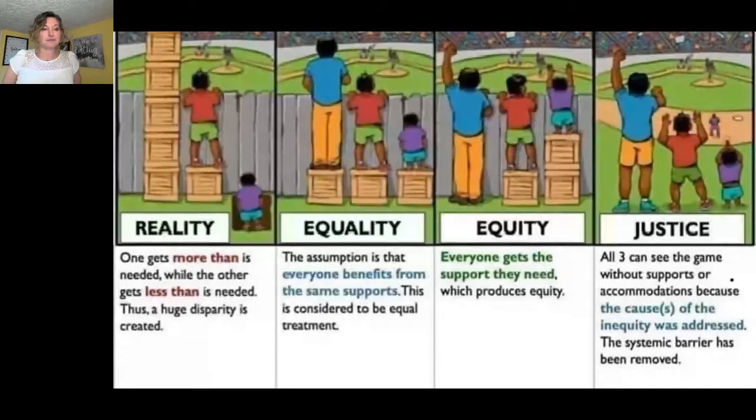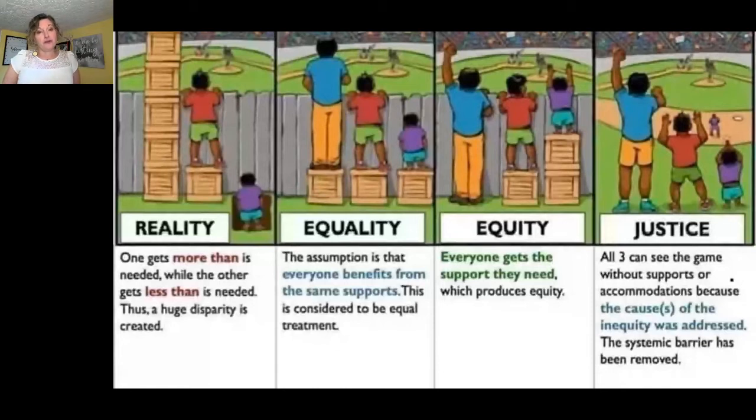Then when we think about equity, equity is about people getting the support they actually need to be successful. And in this case, when we look at the picture, the person in the yellow pants doesn't have a box because they don't need a box. They don't need a support in this case. The person in the red shirt has that one box. That's the right support for them. The person in the purple shirt has two boxes, and that's actually what they needed to be able to participate and view the game. So in this case, the different supports that were put in place are meeting the needs of the person.